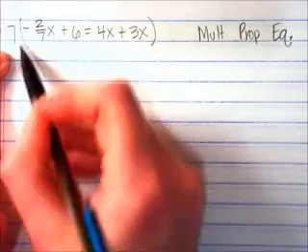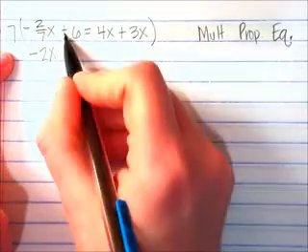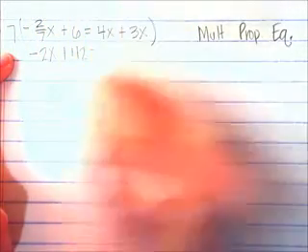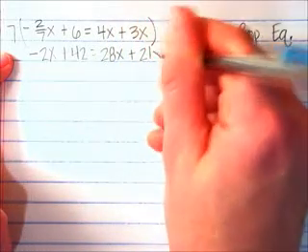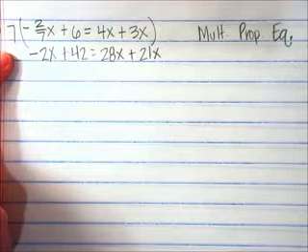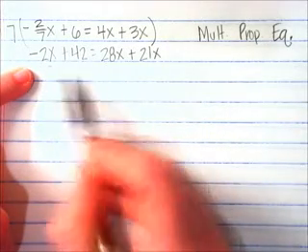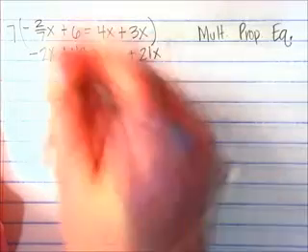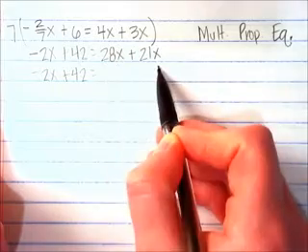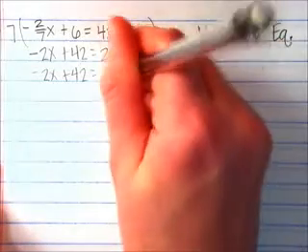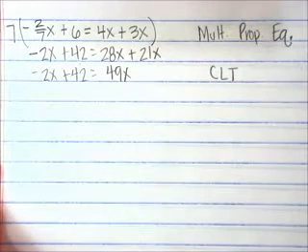Okay? When I do that, 7 times negative 2/7 x leaves me with negative 2x, then plus 42. 7 times 4x is 28x. 7 times 3x is 21x. Okay? Next step is to combine like terms on each side. No like terms here, but there are like terms on this side. So I'm going to bring everything down. 28x plus 21x leaves me with 49x. And I'm just going to write CLT. I combined like terms to get to that step.